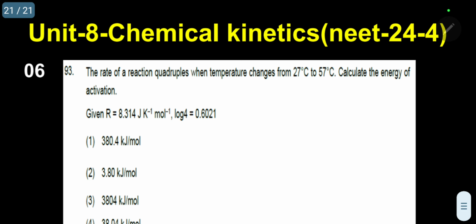So these are the questions asked so far in NEET up to NEET 25.